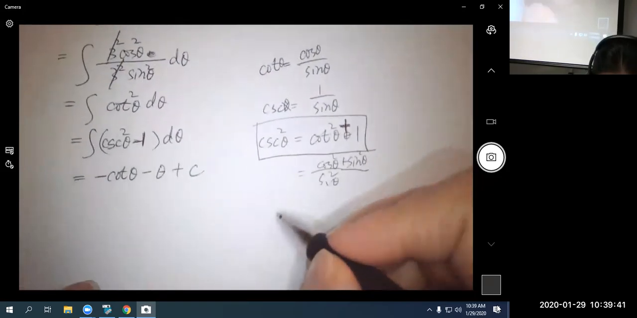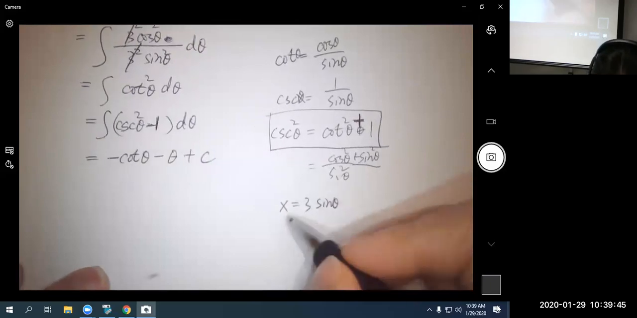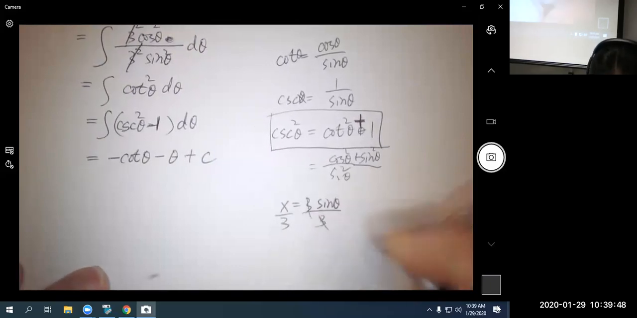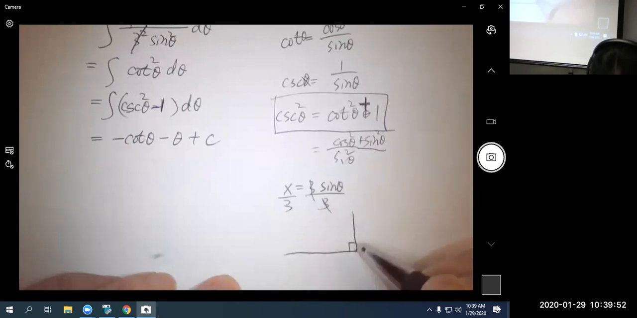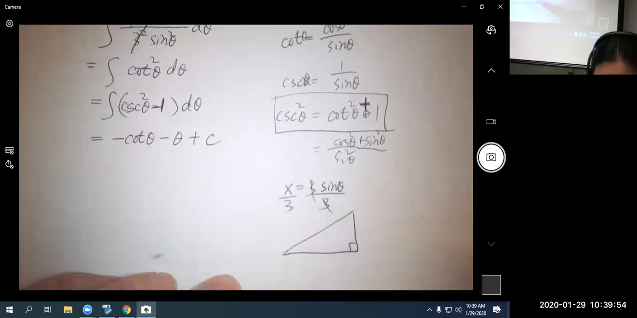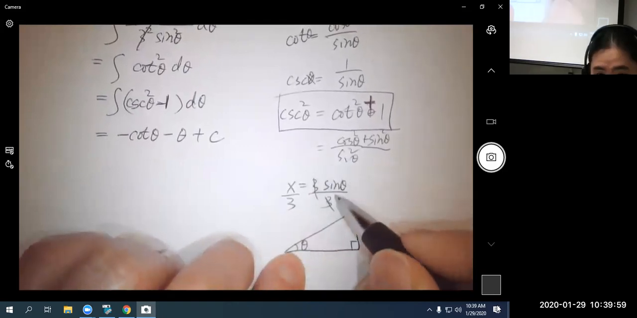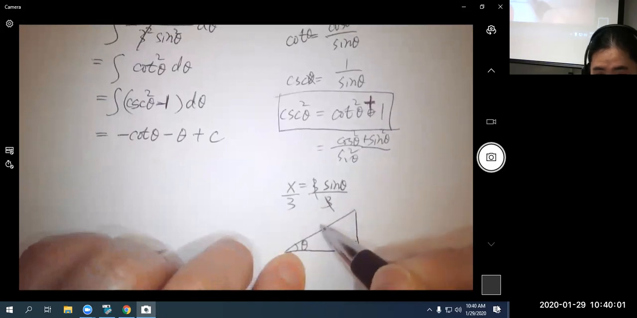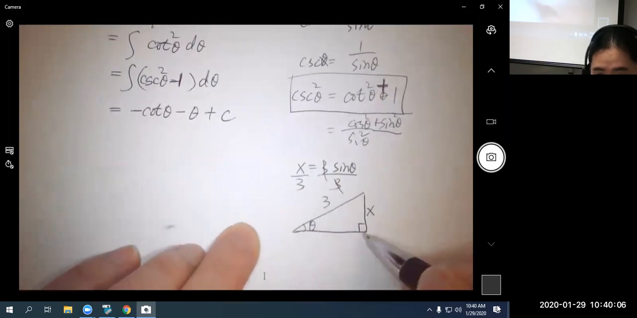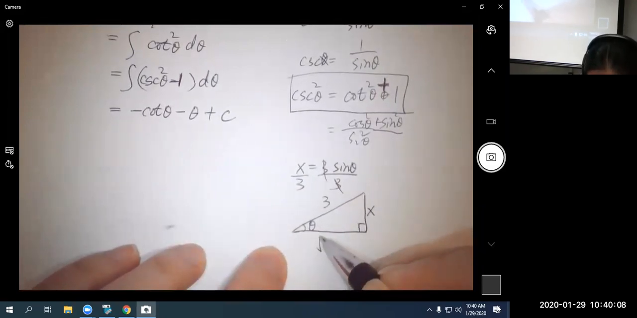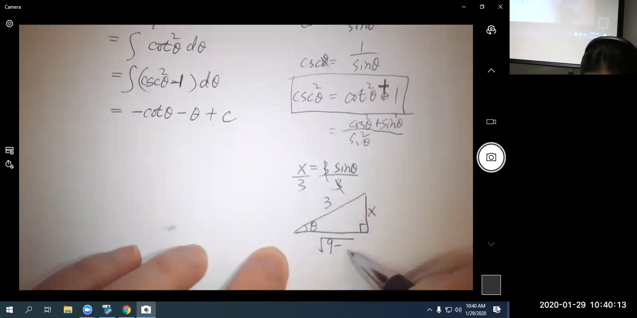I'm going to rewrite it here. So x equals 3 times sin of theta, so sin of theta equals x over 3, right? Draw the same triangle. If theta is here, sin of theta equals opposite side divided by hypotenuse. Opposite side is x, hypotenuse is 3. So the adjacent side equals the square root of 3 squared, which is 9, minus x squared.